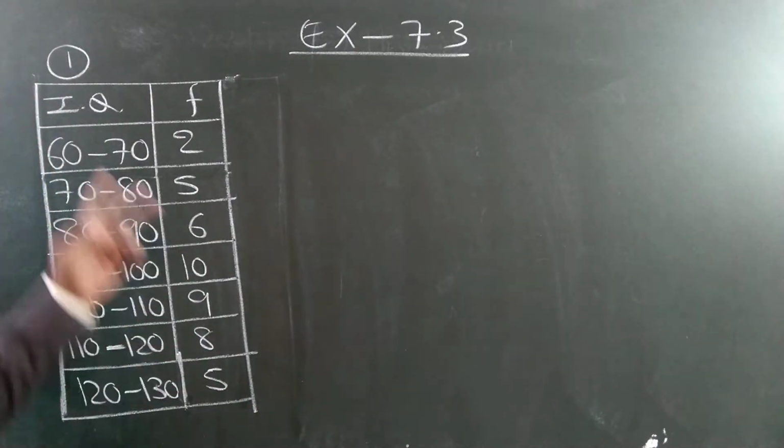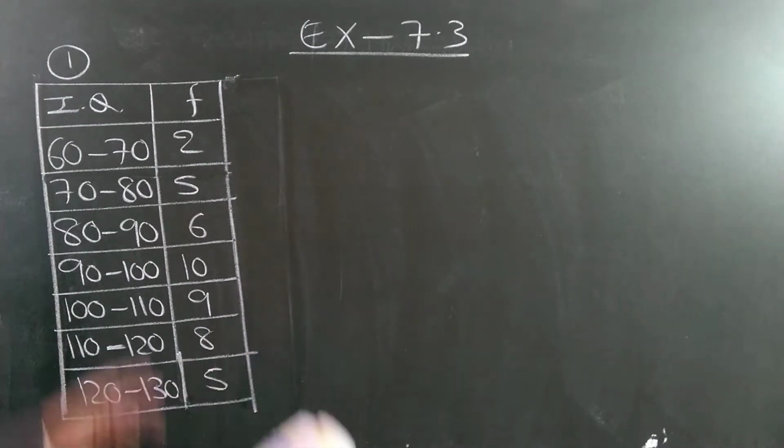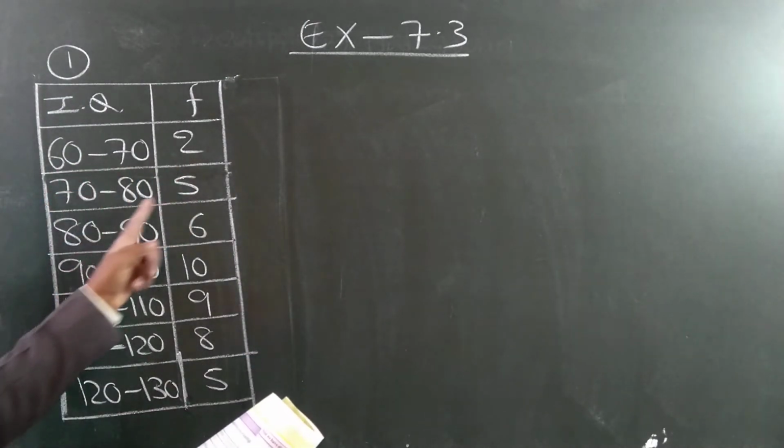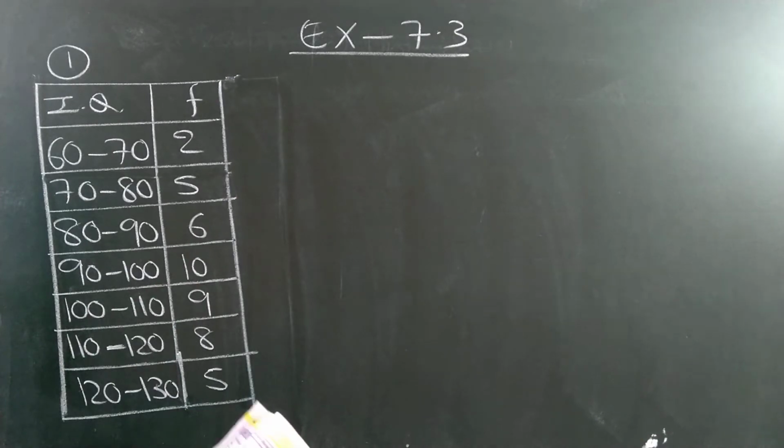Students, this is the class interval: 60 to 70, frequency 2; 70 to 80, frequency 5; 80 to 90, frequency 6; 90 to 100, 10; 100 to 110, 9; and so on. See the table, and the question is to draw the histogram. Yesterday, in the last class, I explained the histogram. Now also I will explain once again.